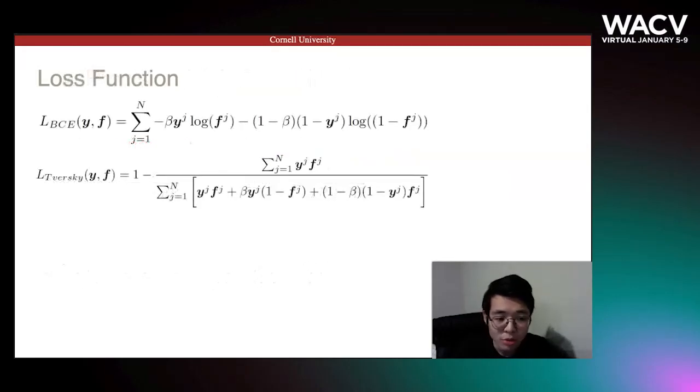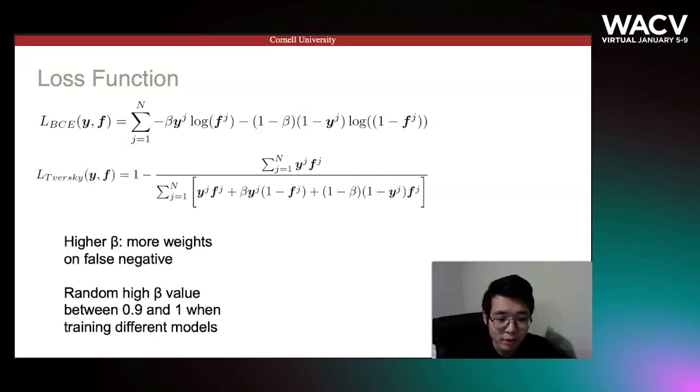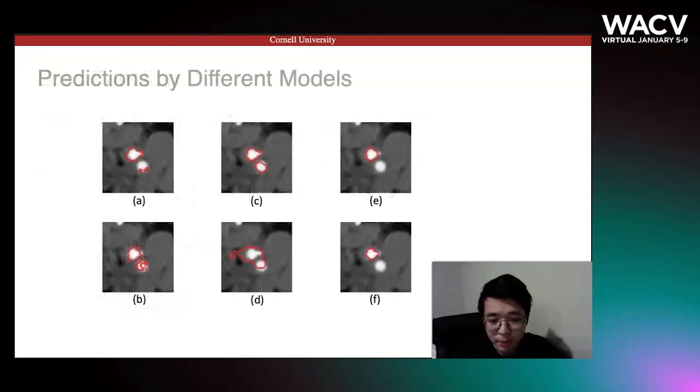We get our low precision models by training with a modified version of widely used loss functions, such as cross-entropy and dice loss, by changing the relative importance of false negative and false positive. For the modified loss, higher beta means that it will put more weight on false negative. We train different models in the ensemble with random high beta values between 0.9 and 1. In the paper, we further discuss why this strategy can produce diverse predictions.